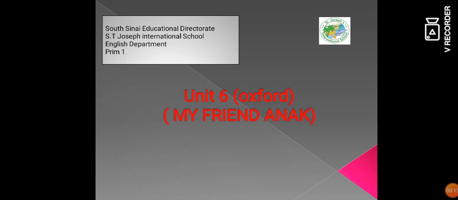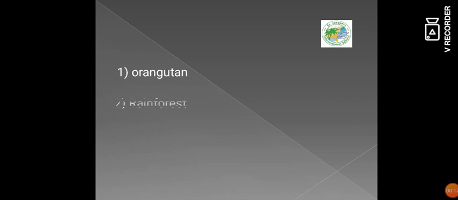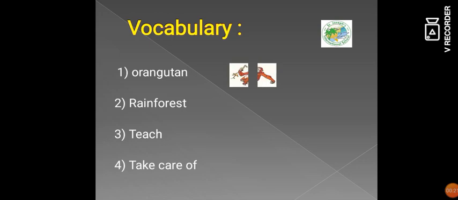First, we're going to start with the vocabulary as usual. We always start with the vocabulary. We have some animals today and we have some new vocabulary. The first word we have today is orangutan. Orangutan. Again, let's repeat it with us.